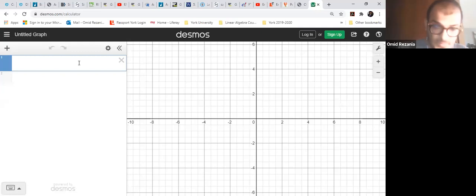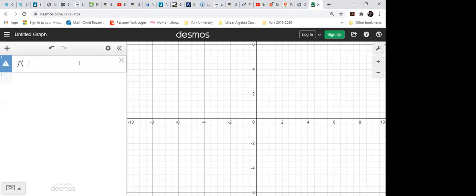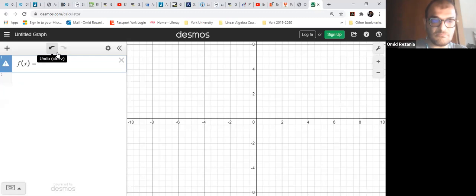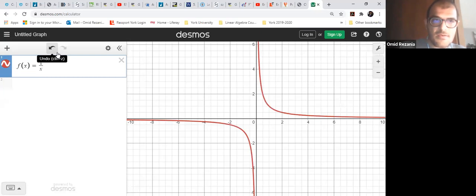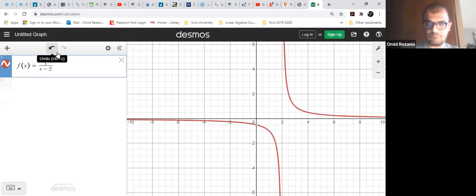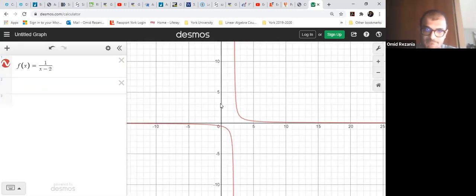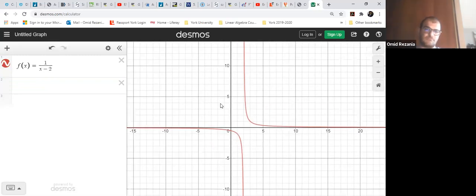Now look at the function. Everyone sees the Desmos panel which I have? Yes, awesome. What did I have here? I had f of x equal to 1 divided by x minus 2. That was the function I had over there. And you see the plot of this function. It seems that it's a very beautiful plot.